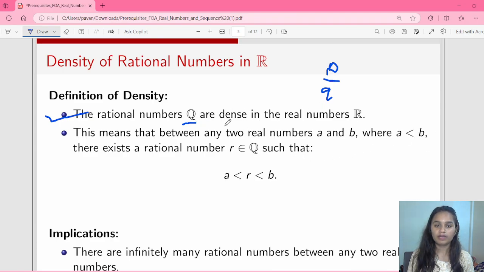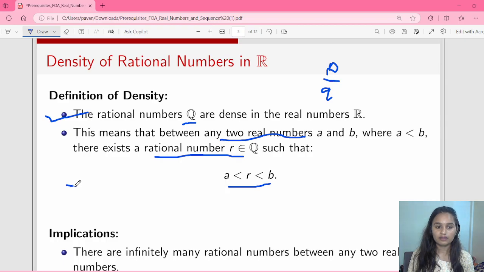What does it mean by dense? That means between any two real numbers a and b, there exists a rational number such that that rational number is in between a and b. That is the density theorem, density of rational numbers.